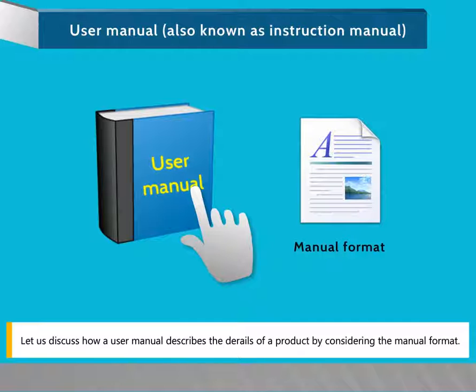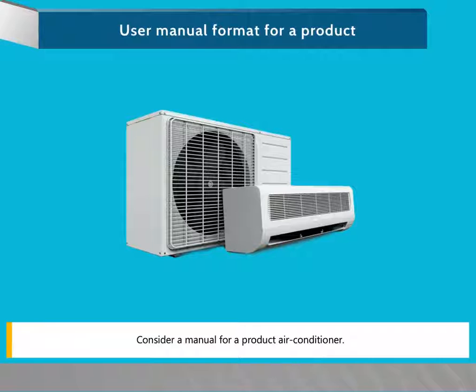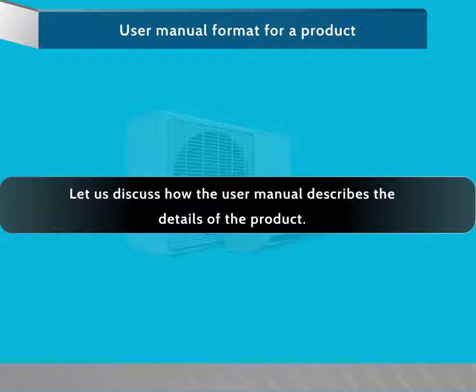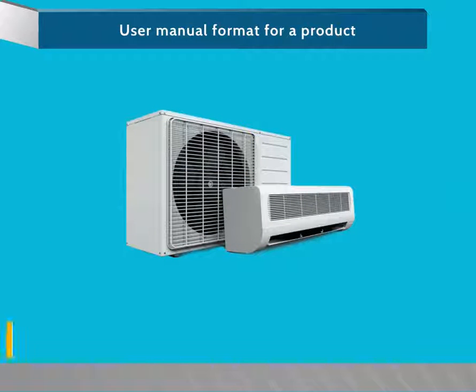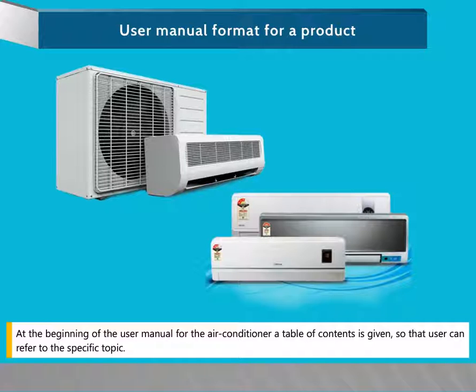Let us discuss how a user manual describes the details of a product by considering the manual format. User manual format for a product. Consider a manual for a product, an air conditioner. Let us discuss how the user manual describes the details of the product. At the beginning of the user manual for the air conditioner, a table of contents is given so that the user can refer to the specific topic.